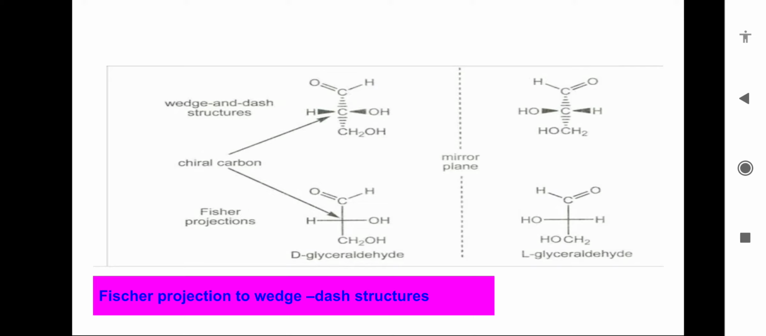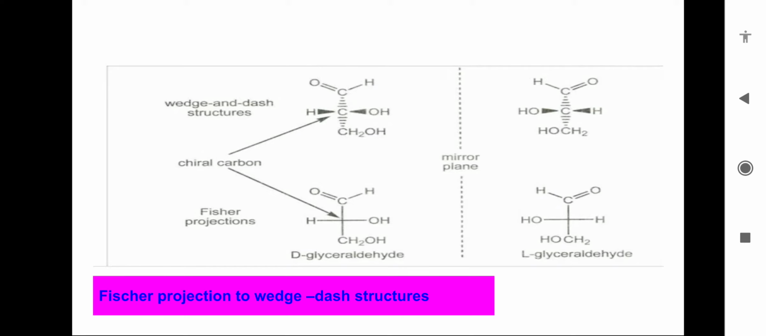In order to convert the Fisher projection into a wedge and dash structure, just write the horizontal groups on wedges and vertical groups on dashes. See, in the Fisher projection of D-glyceraldehyde, hydrogen and hydroxyl groups are present on the horizontal line. So, in the wedge and dash structure, those groups are kept on wedges.